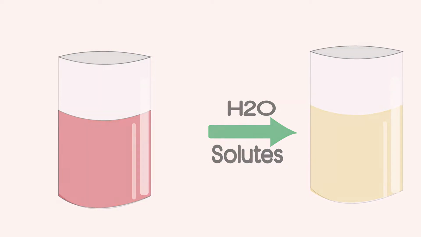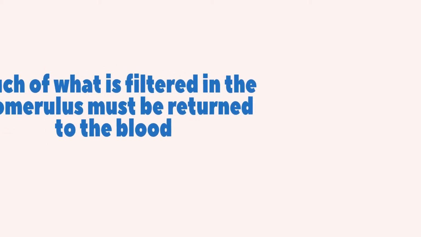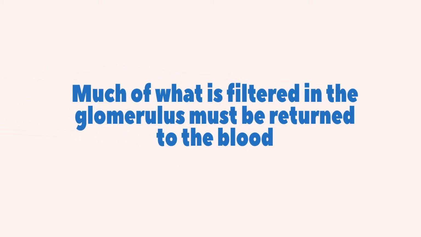Now from here on out, we are going to be talking about reabsorption and secretion throughout the nephron because much of what is in the ultrafiltrate needs to be reabsorbed back into the bloodstream. It is highly important that there is so much reabsorption throughout the nephron because so much gets filtered out of the blood in the glomerulus.